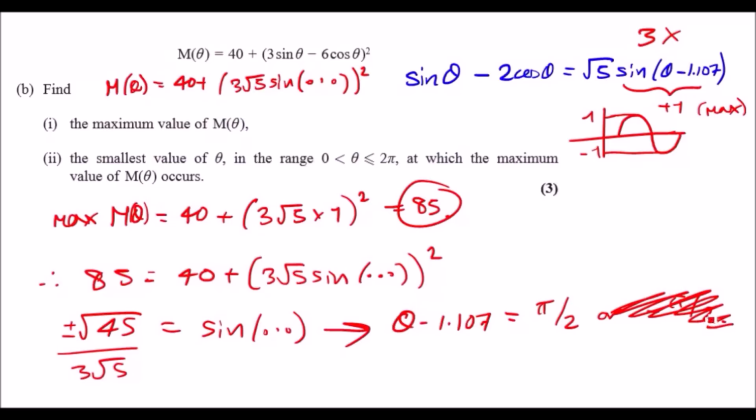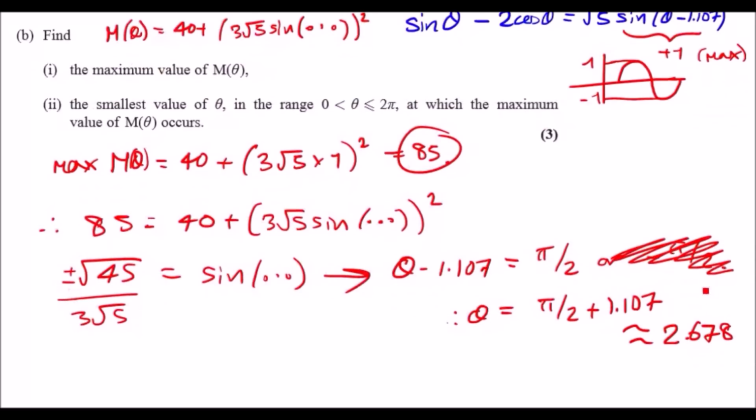That's not going to work, because what is pi over 2 actually in radians? It's always good to check what that is. I could be wrong. So pi divided by 2 is 1.5707. Yep, it wouldn't work. So adding this across, theta is going to equal pi over 2 plus 1.107. Okay, that's about 2.678. So that's the kind of answer we're looking for, 2.678.